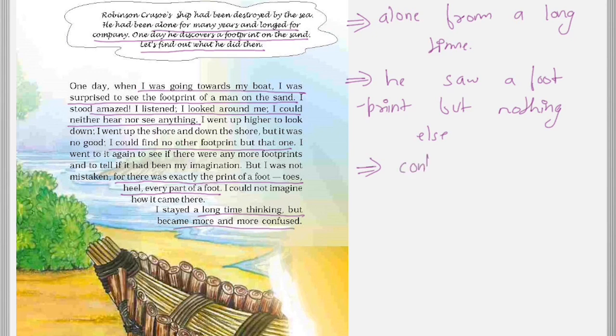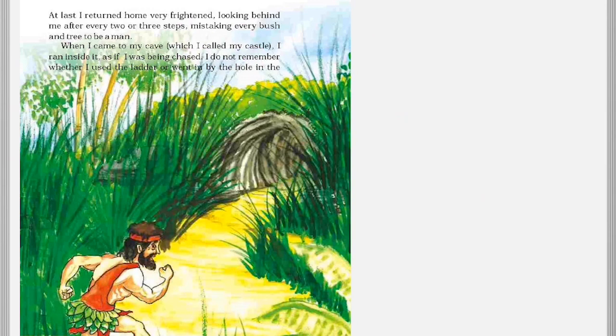So, confusion was created, and there was no output for it. Now, let's see what happened. At last, I returned home very frightened, looking behind me after every 2 or 3 steps, mistaking every bush and tree to be a man.